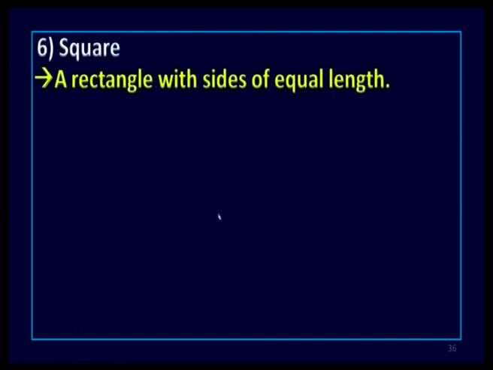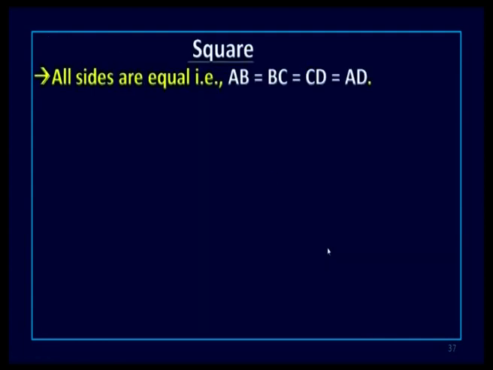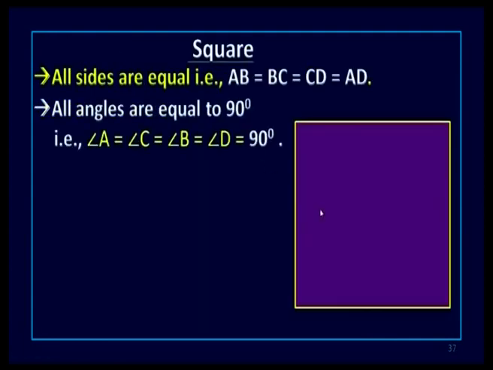Now, let us understand what is a square. A rectangle with sides of equal length. Children, in a rectangle, if all sides are equal, then it forms a square. So, in a square, all sides are equal and all angles are equal to 90 degrees. Children, observe the square here. I am taking all sides are equal, means AB equal to BC equal to CD equal to AD. And I can say angle A equal to angle B equal to angle C equal to angle D, which is equal to 90 degrees. So, what can you understand from this, children? Yes, in a square, all sides are equal and all angles are equal to 90 degrees.